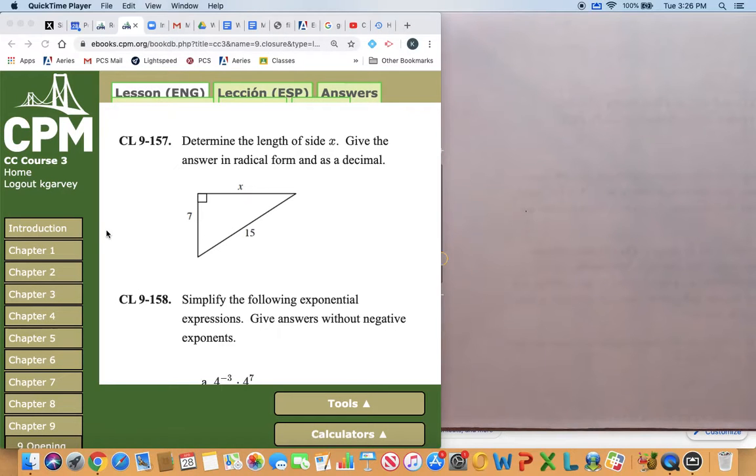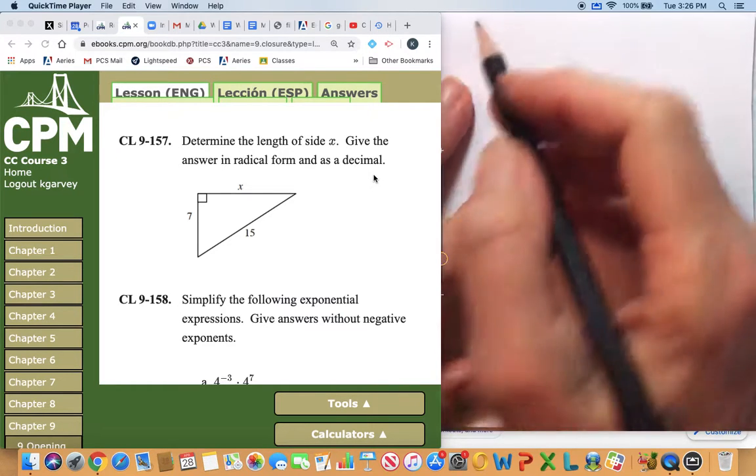Now we're going to do closure problem 9-157, which reads, determine the length of side x, so that's this side right here. Give the answer in radical form and as a decimal. So what do they mean by radical form?